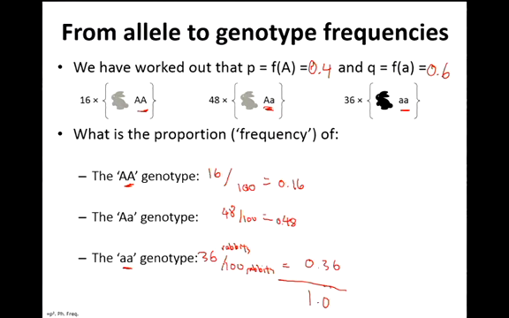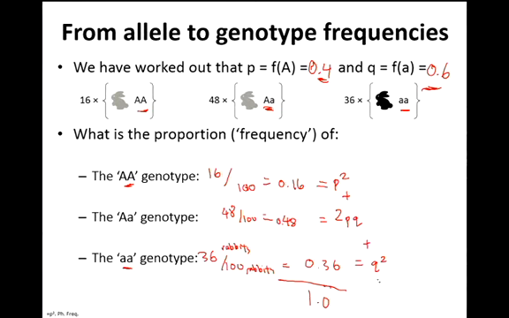Sorry? Hardy ratio or something like that? So 0.16 and 0.36, what are they numerically? They're square numbers, yeah. Okay, and what are they squares of? They're squares of this, and also squares of this. Okay, so 0.16 is actually equal to p squared. 0.36 is equal to q squared. And what is this equal to? 2pq, yeah. And what does that look like?